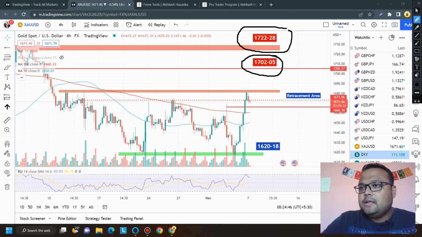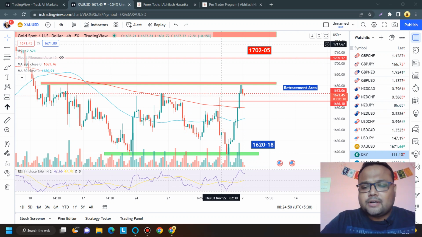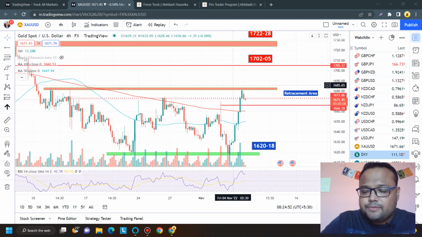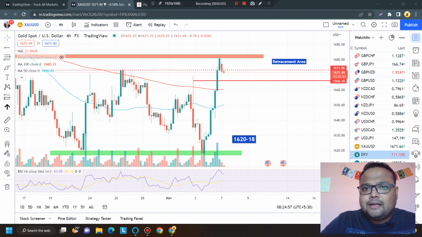So let's try to understand the important levels for the day. First of all, the market has come to a retracement zone, and as you can see, the market is still not giving us any clear sign yet.